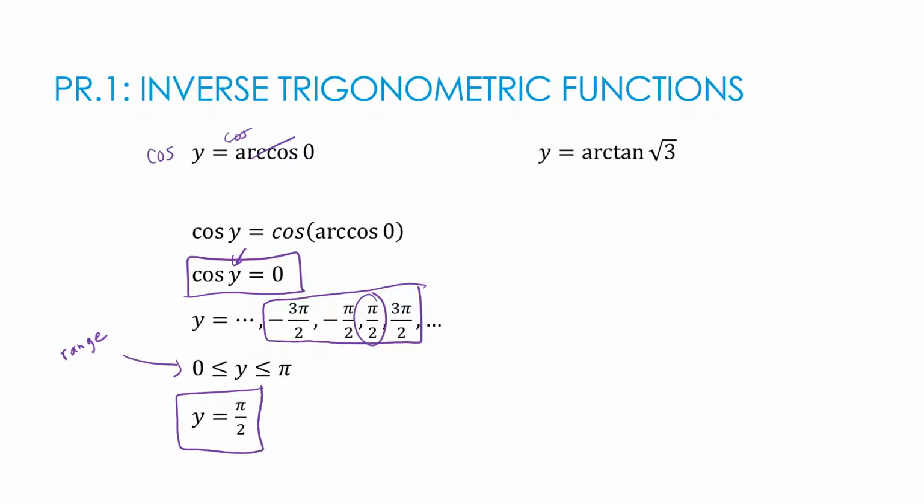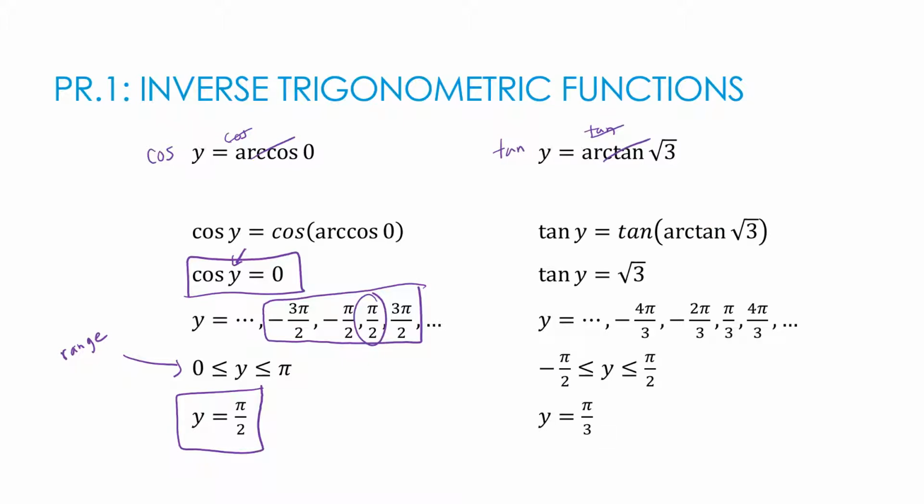Same thing for arc tangent. Again, I'm just going to take tan of each side, because on the right side it'll cancel and just give me radical 3. Then I get tan y equals radical 3. Use the unit circle to come up with some values that will work. Use the range of my function to determine which of those values are in the required range, and the only one that works is pi over 3.